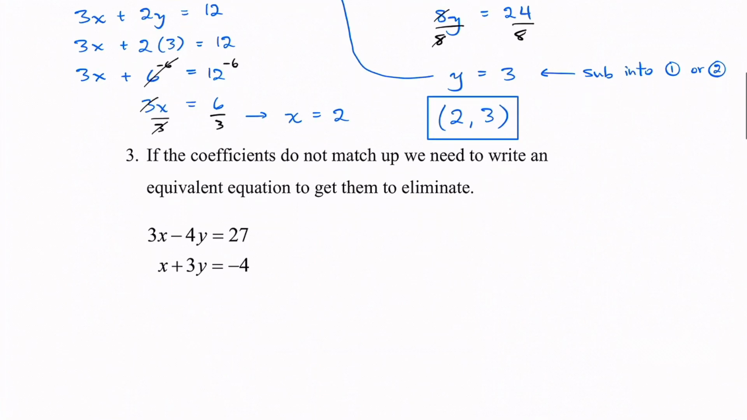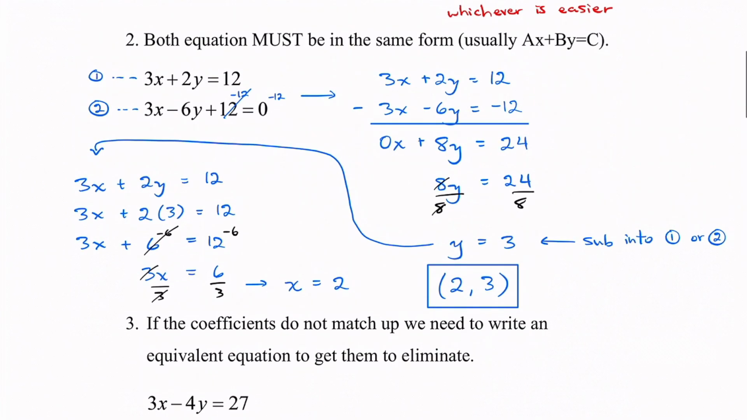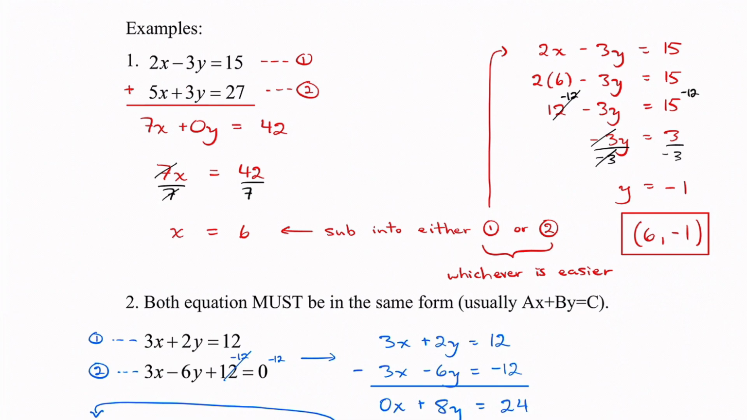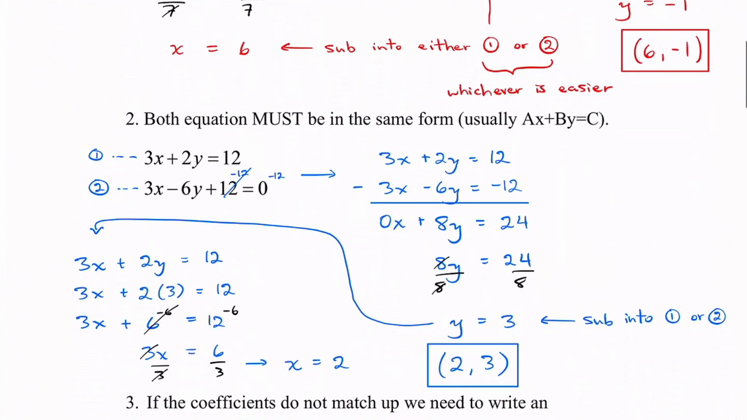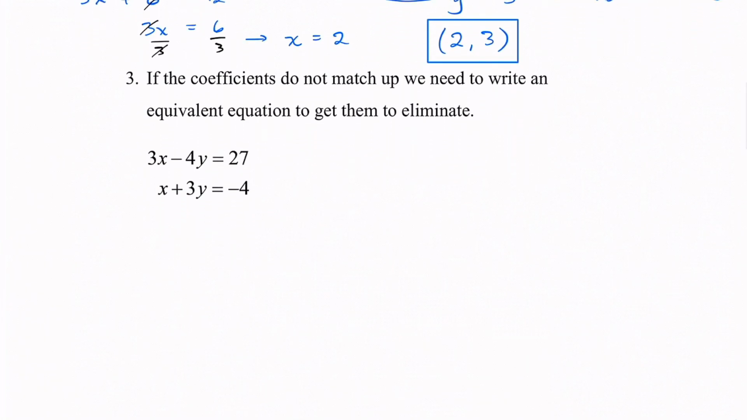So with this one it says if the coefficients do not match up, we need to write an equivalent equation to get them to eliminate. So we have x's, we have y's equal, and then our number, but we don't have the same number in front so that we could add or subtract and they cancel out. Same with these ones, they're both not 4's. Like on this one, they're both 3's, so if I subtract, it'll cancel out. And with this one, they were both 3's, so when I added them, they canceled out. So this one we're going to have to change, we're going to have to do something to get them to be the same number in front.